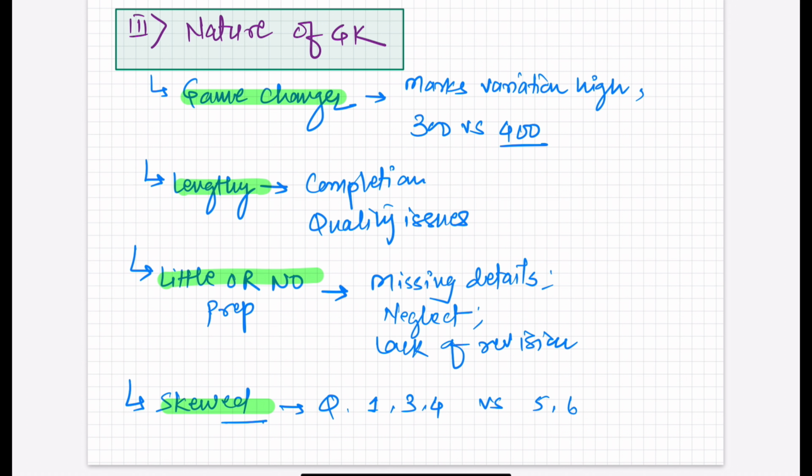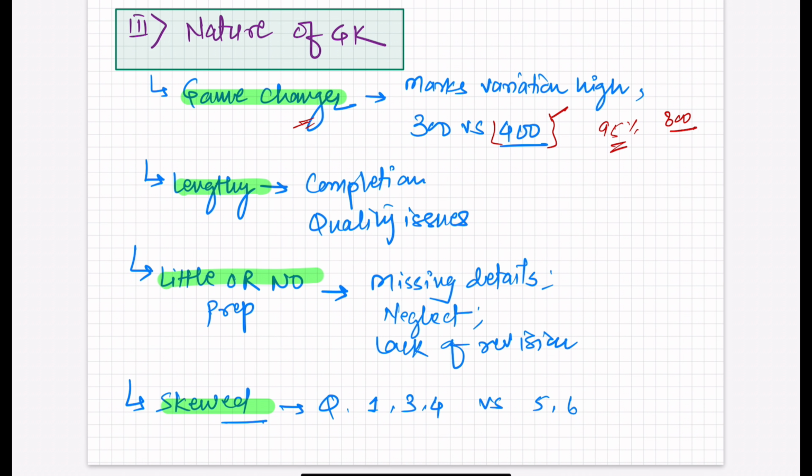Next, for this strategy and this approach to work, we need to identify and come up with a deep understanding of the nature of the GK paper. First, we need to say that the GK paper is a game changer. Even for two papers of optional, overall marks are 400, and majorly aspirants devote 95% of their time to their optionals, whereby they only come for 800 marks.